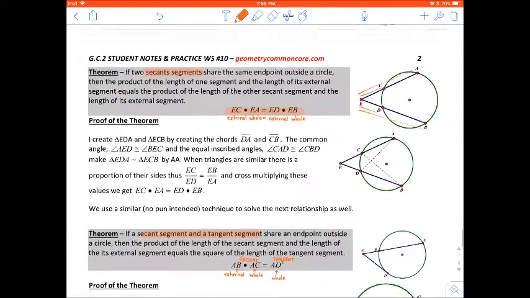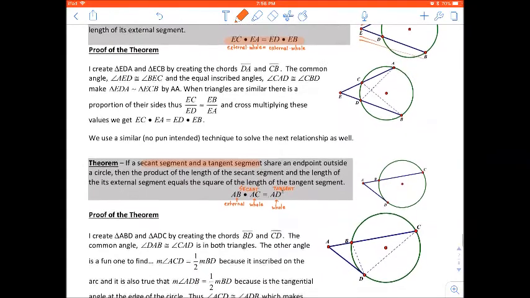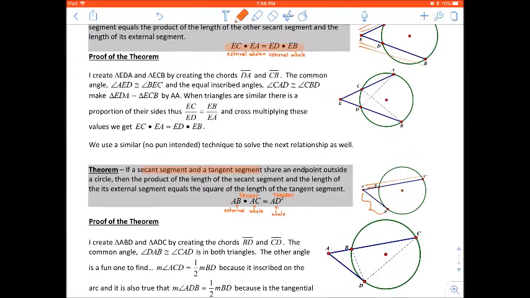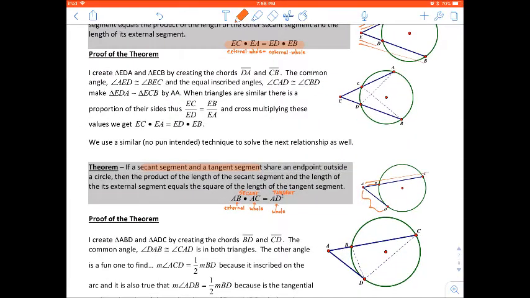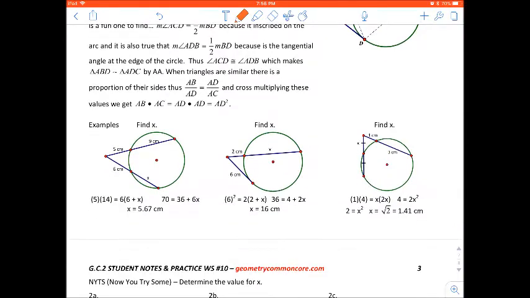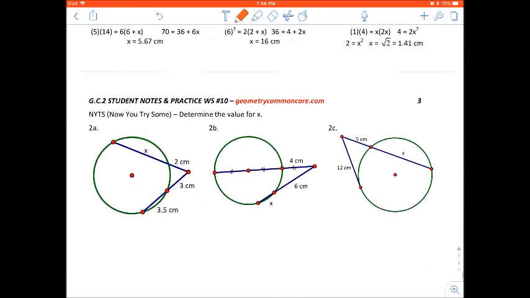The other relationship that we have from a secant-tangent relationship is that, similar to above, the external part, AB, for example, in the diagram, times the whole, AC, is equal to, since we only have one part with the tangent segment, just part times part, or AD squared. And there are proofs pretty similar to the first proof we looked at, but in the interest of time, I'd like to go ahead and jump into the applications. There are some examples that are worked out for you.